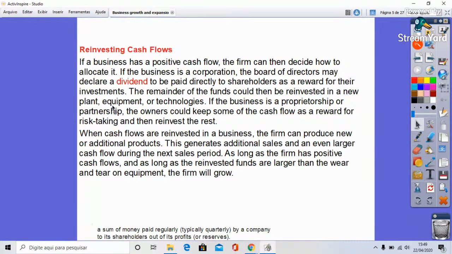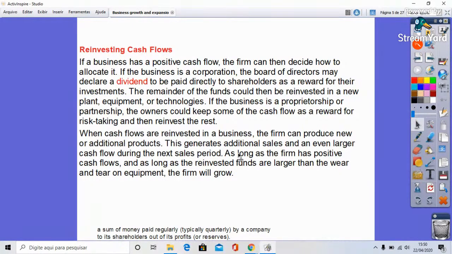And of course, an incentive to invest more. What I have left of the money could be reinvested in the plant, in equipment or technologies. If the business is a proprietorship, remember, proprietorship, one person only, or a partnership, the owners could keep some of the cash flow as a reward for risk taking, and then they can separate another half to reinvest in their own company. When cash flows are reinvested in a business, the firm can produce new or additional products.